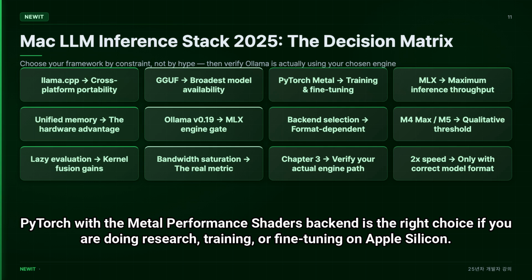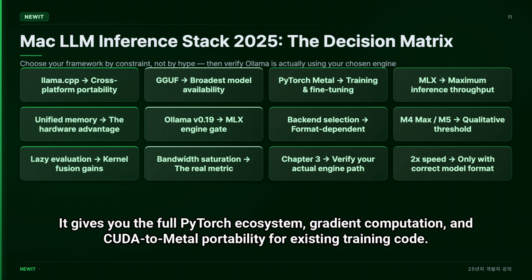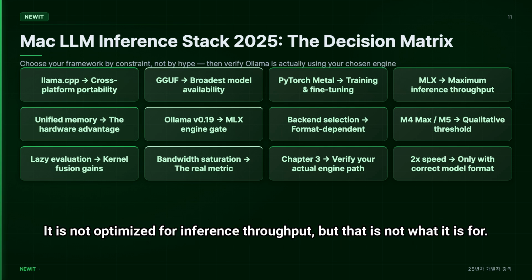PyTorch with a Metal Performance backend is the right choice if you are doing research, training, or fine-tuning on Apple Silicon. It gives you the full PyTorch ecosystem, gradient computation, and CUDA to Metal portability for existing training code. It is not optimized for inference throughput, but that is not what it is for.